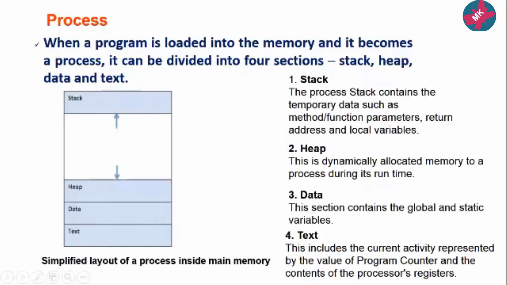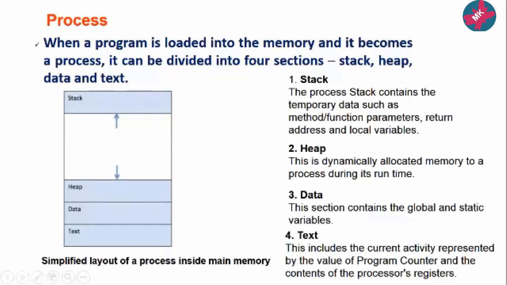So this diagram represents that when a program is loaded into the memory, right, it becomes a process, and there it can be divided into 4 sections. What are these 4 sections? The 4 sections are stack, heap, data, and text.